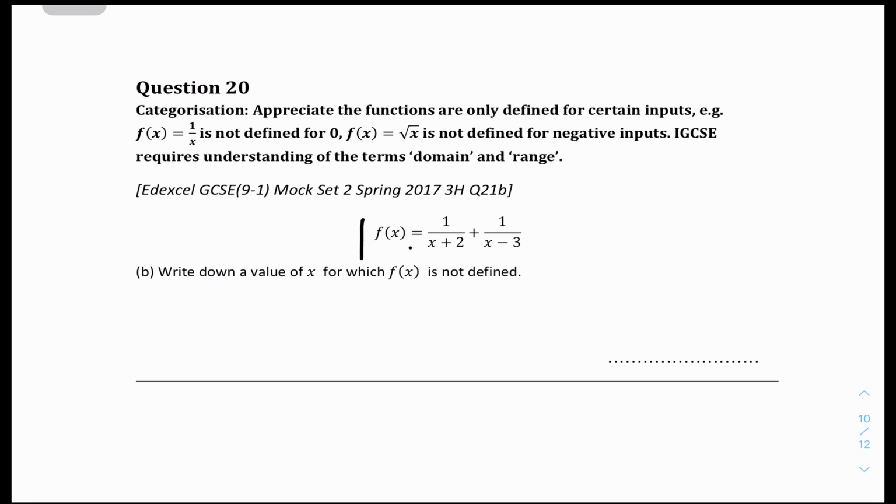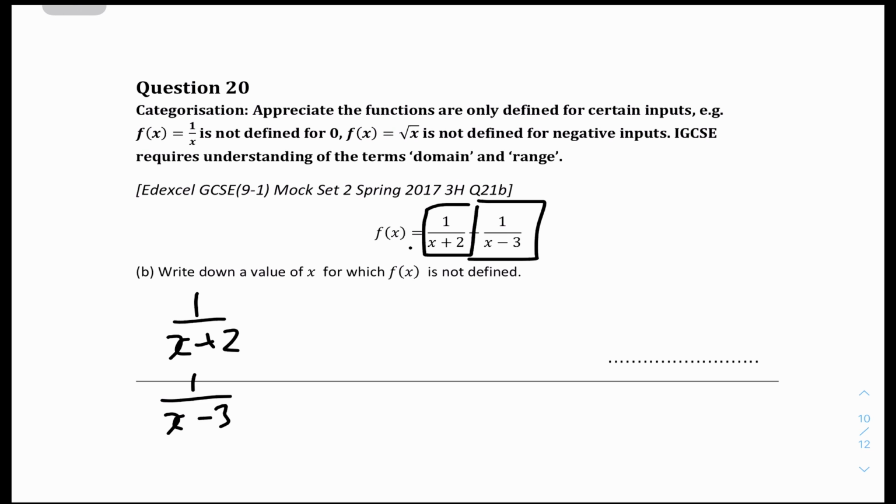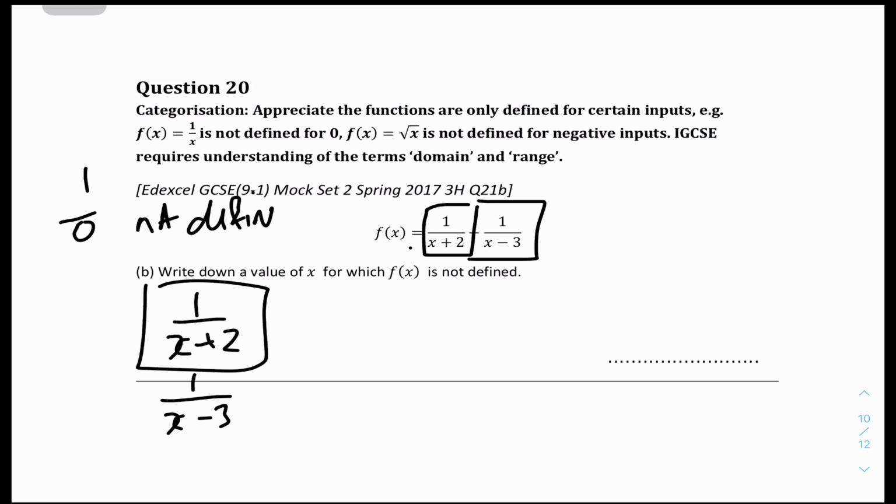So let's split this f of x into two functions: 1 over x plus 2 and 1 over x minus 3. You have to find the values of x for which this function is not defined. We know that in math, anything divided by 0 is not defined, because you can't have 1 over 0. So in this case, x can't be minus 2, and in the bottom, x can't be 3. So that's basically our answers.